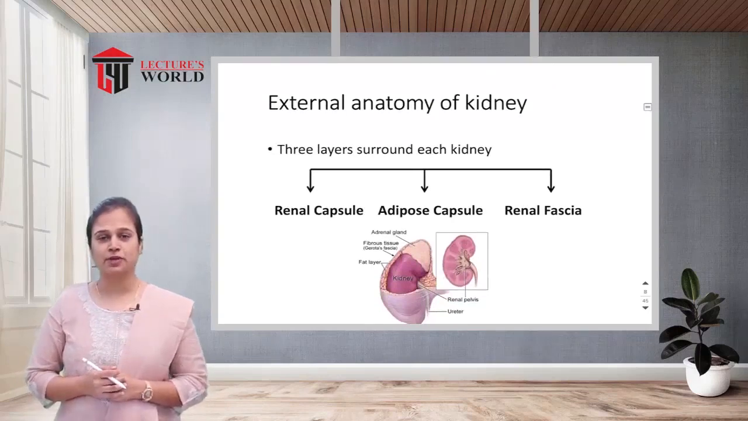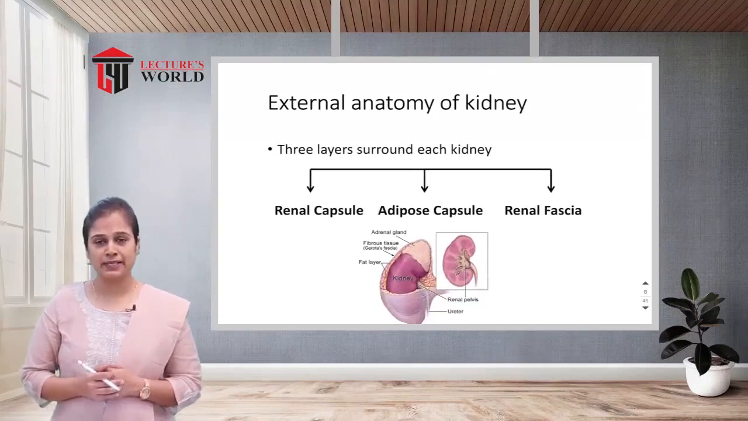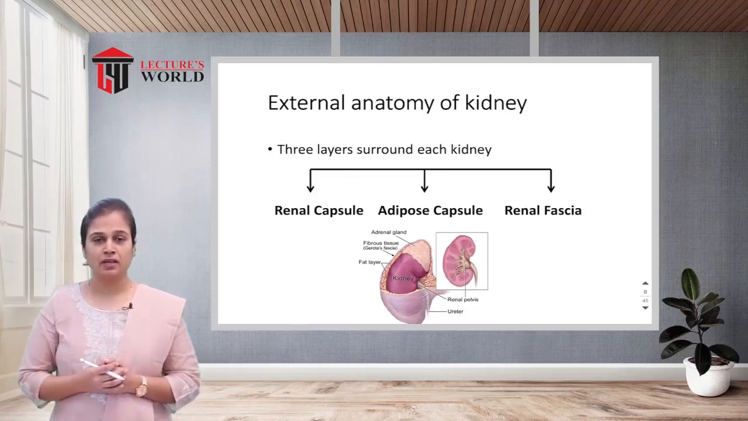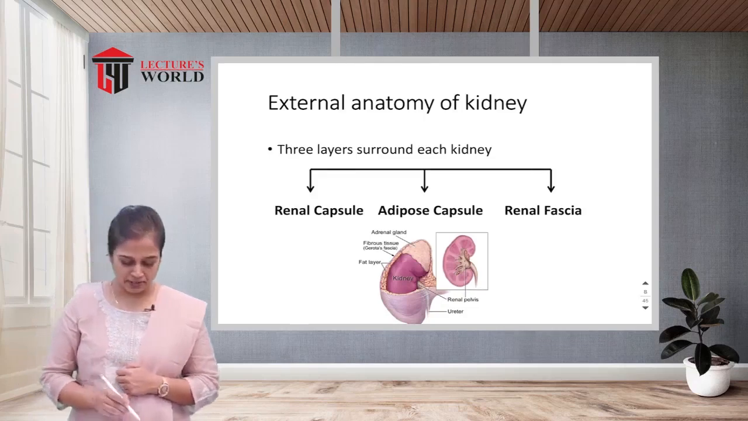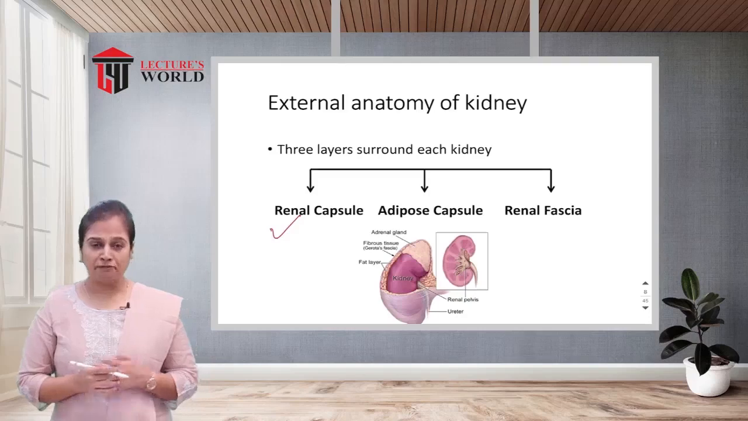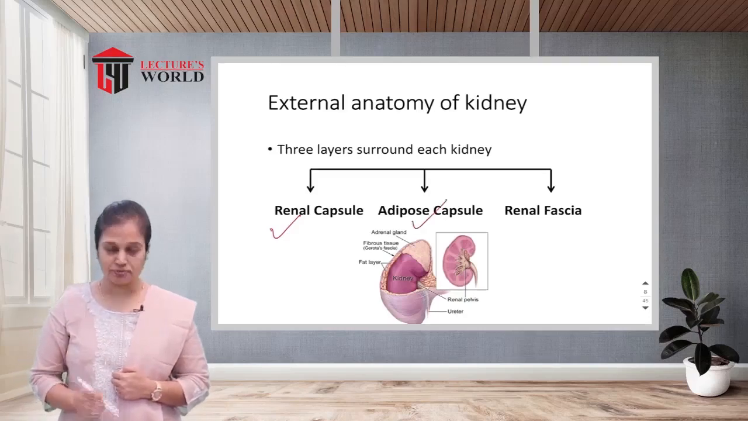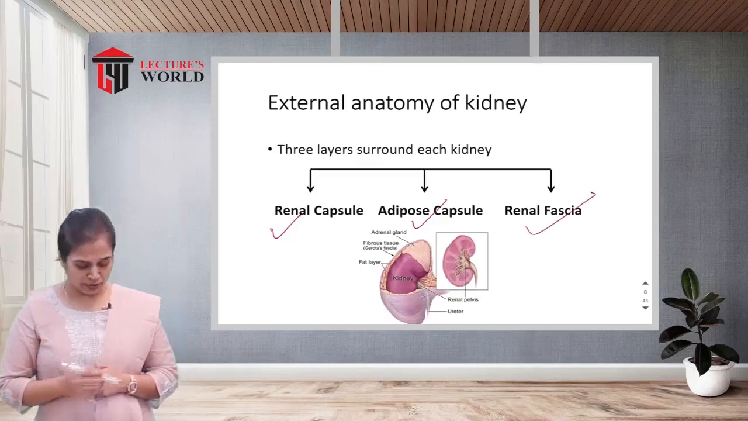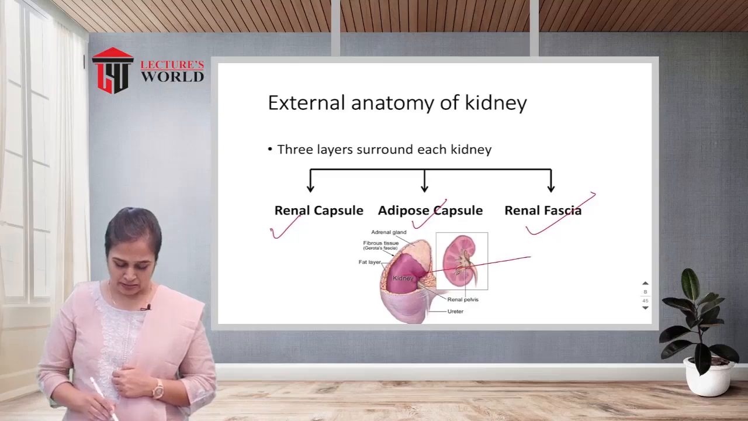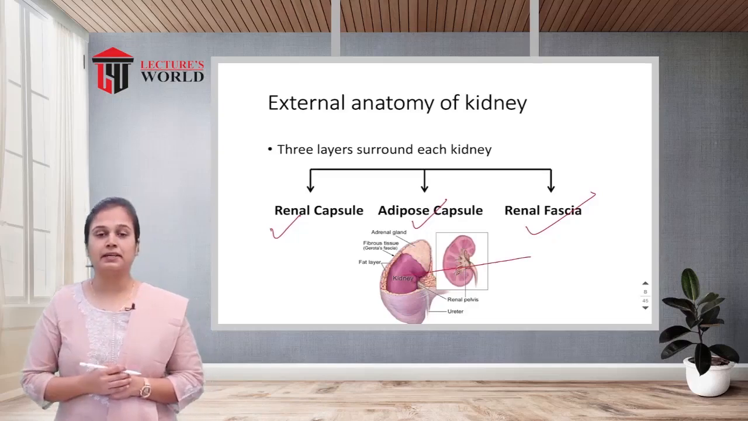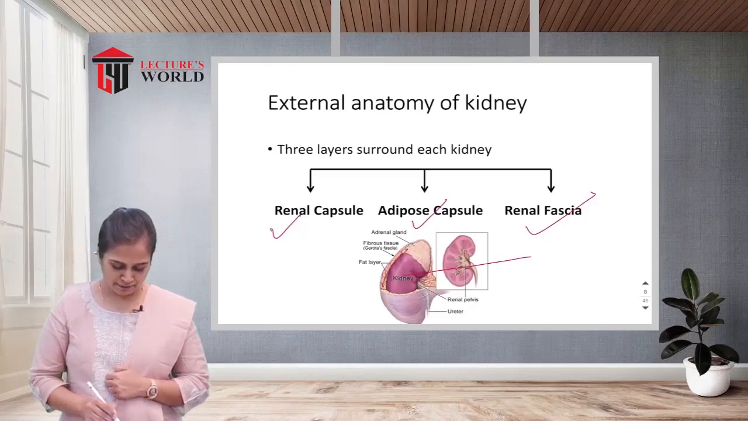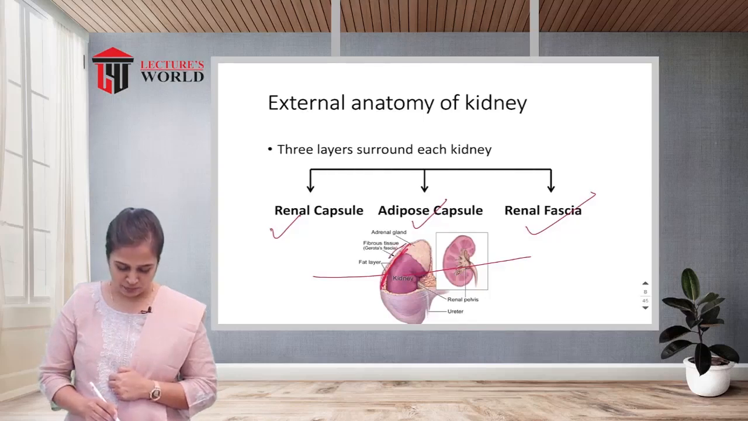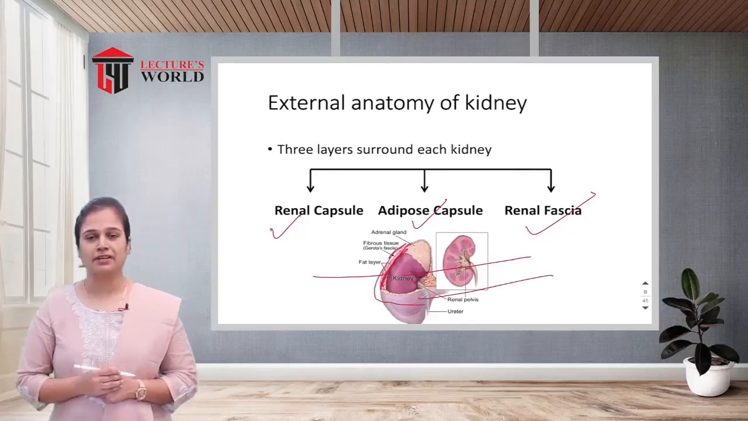More on the external anatomy: each kidney is surrounded by three layers. The first and innermost layer is the renal capsule. After the renal capsule, there is the adipose capsule, and the third layer is the renal fascia. Now you can see in the image, this brown color is the renal capsule. This is the fat, the adipose capsule, and this outermost layer is the renal fascia.